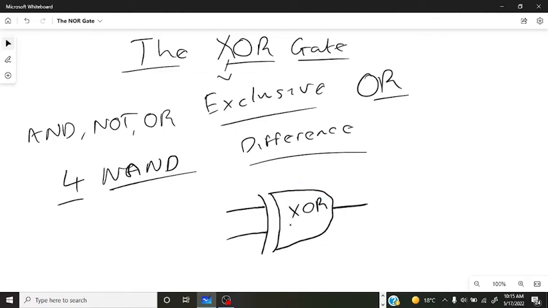Why is this logic gate important? Well, it's used in many different types of circuitry. Like all other logic gates, it's used in circuits to make some logic in the circuit. That's all. Now let's look at the truth table of the exclusive OR gate, and this is where you see the difference between the OR gate itself and the exclusive OR gate.